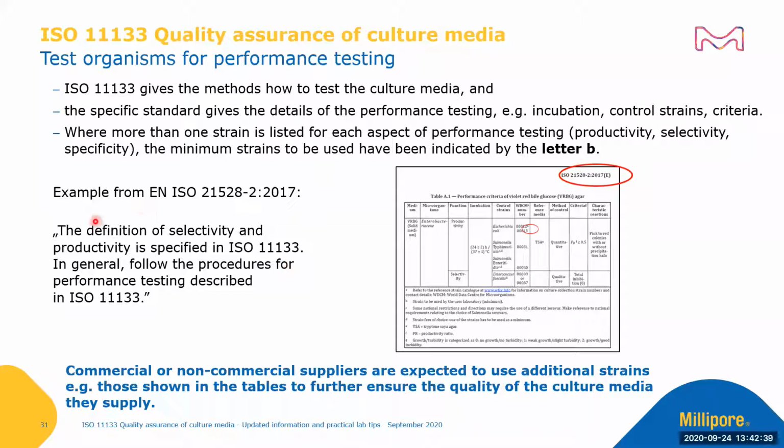For example, for the ISO 21528 for enumeration of Enterobacteriaceae, the definition of selectivity and productivity is specified in ISO 11133 and described. The general procedures. But the standard for Enterobacteriaceae itself gives then the test strains and the test criteria. Commercial and non-commercial suppliers are expected to use additional strains, like those given additionally in this kind of tables, to ensure the quality of the culture media they supply.